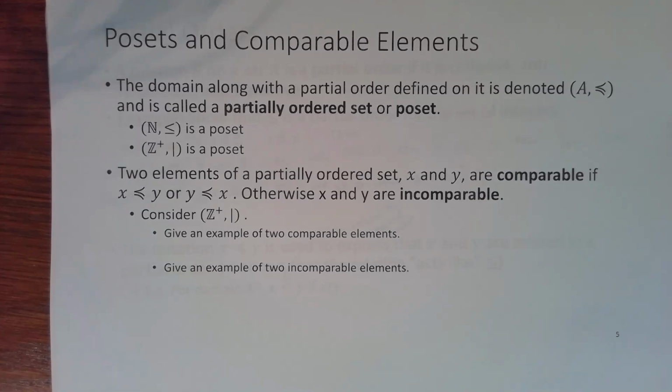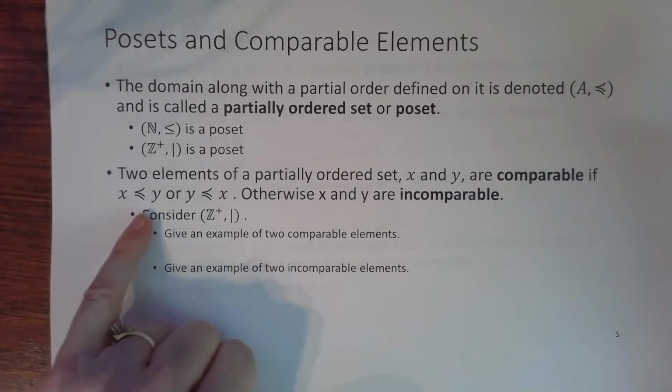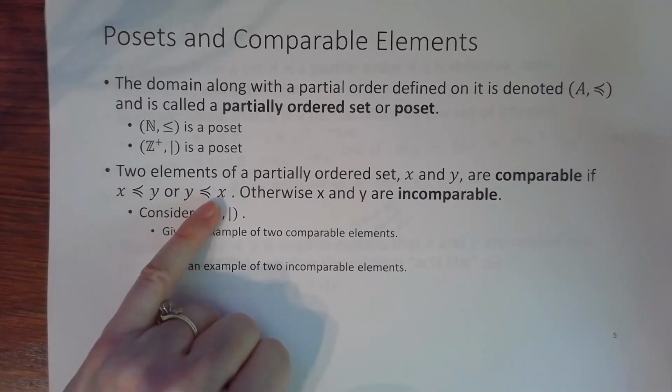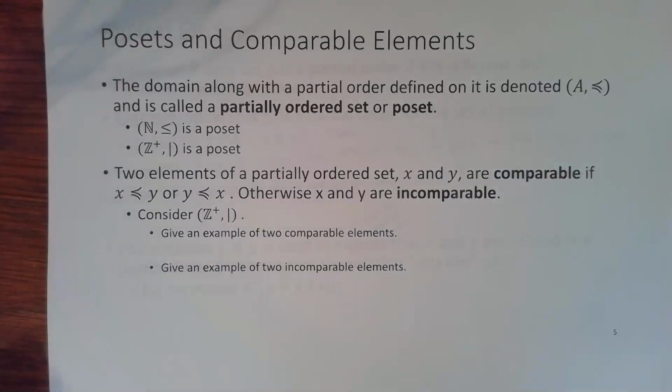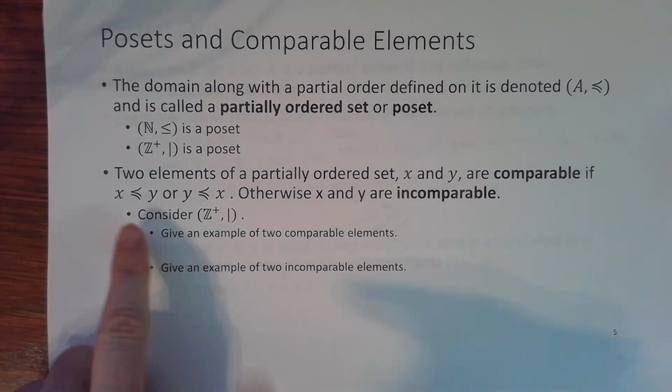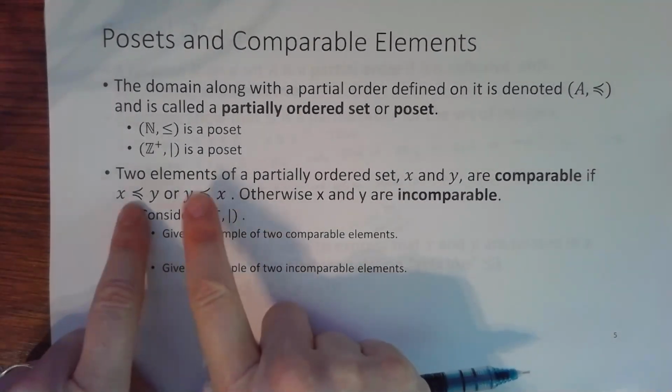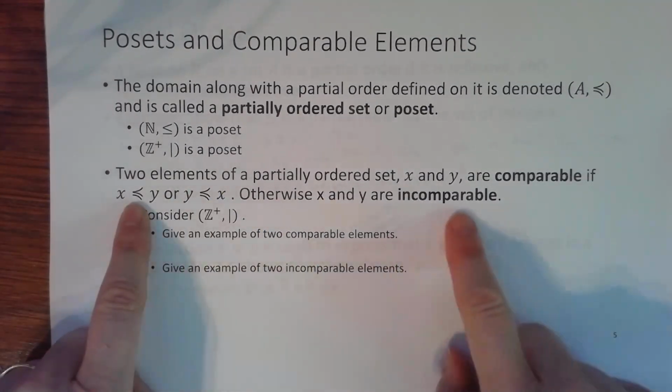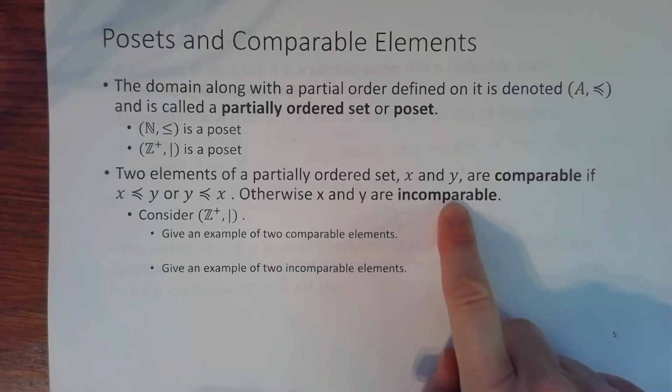When we have a partially ordered set, two elements x and y are called comparable if either x is related to y or y is related to x. So if there is a relation between them, they're called comparable. If neither of these is true, so we can't find either of these, then they are called incomparable.